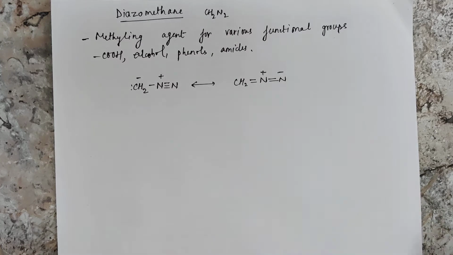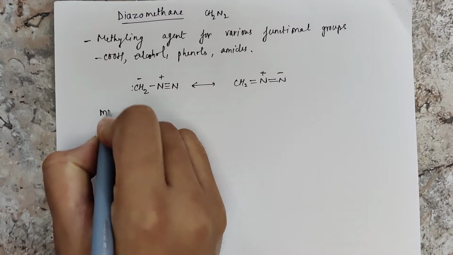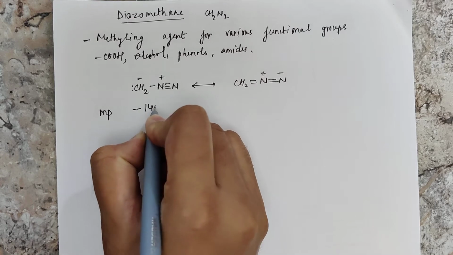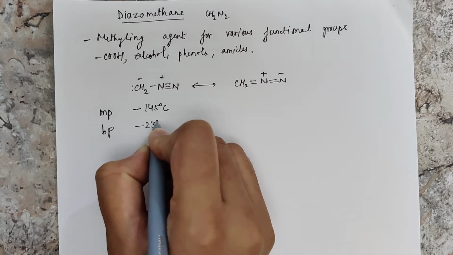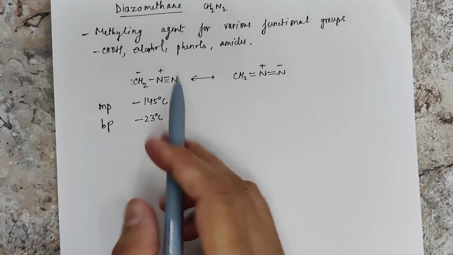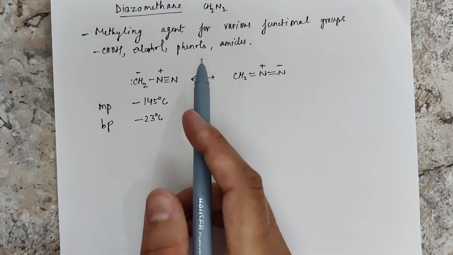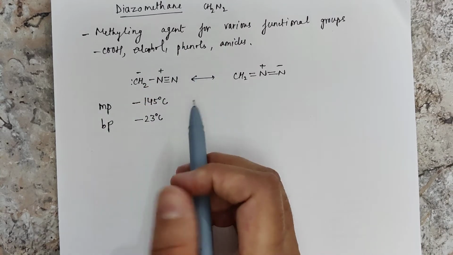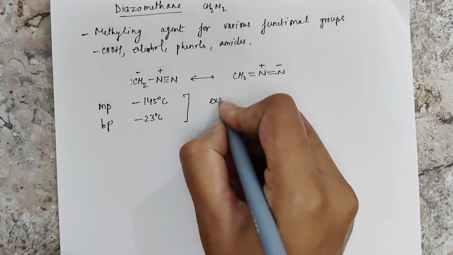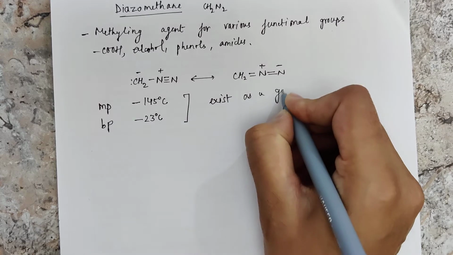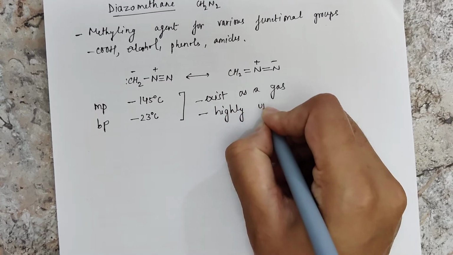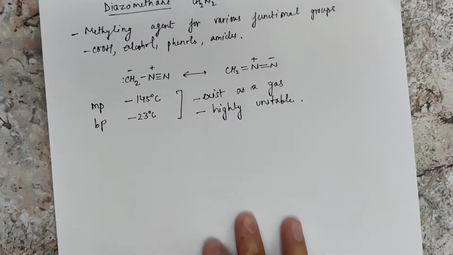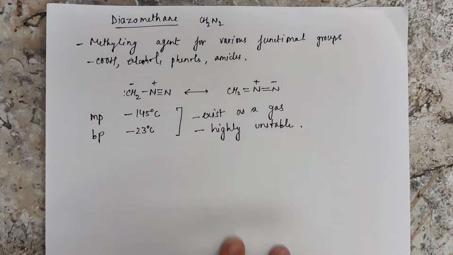If you talk about the physical properties, the melting point is around minus 145 degrees Celsius and the boiling point is minus 23 degrees Celsius. So you can understand diazomethane exists as a gas at room temperature, and it is highly unstable. But it's a very amazing methylating agent.